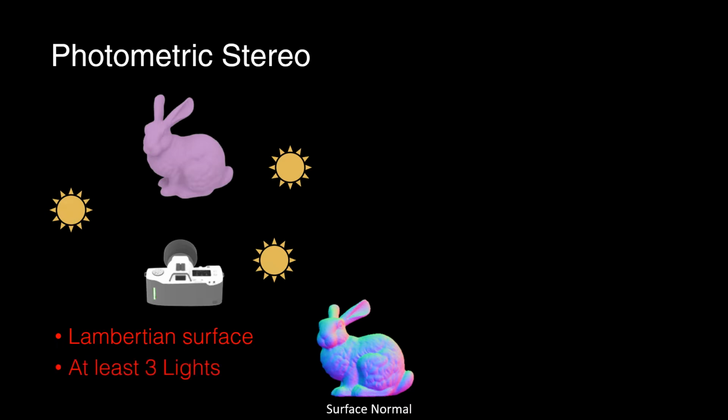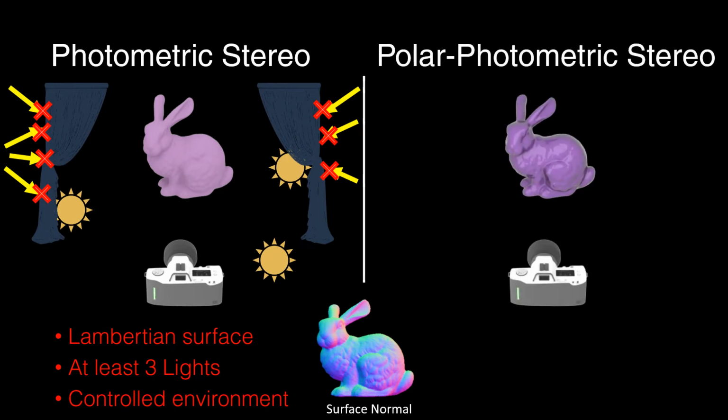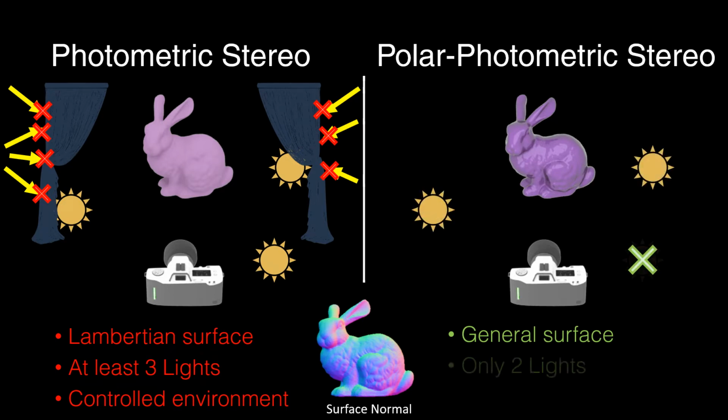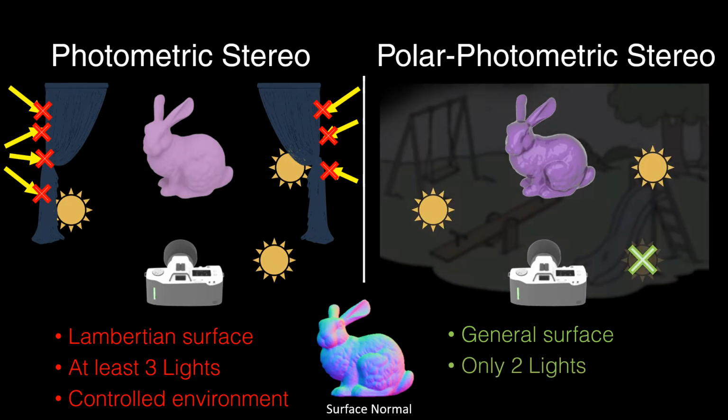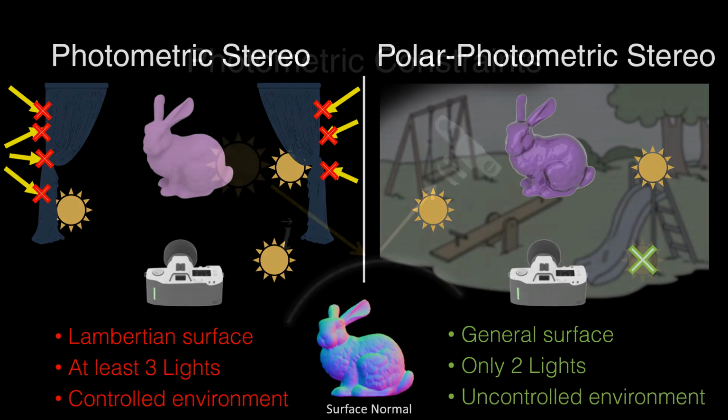It needs at least 3 images under different light conditions, and requires a dark room setting for the experiment. In contrast, our method can be used for more general surfaces with different levels of specularity. By incorporating the polarimetric cue, we only need 2 light sources. Further, our method can be used in arbitrary uncontrolled environments.